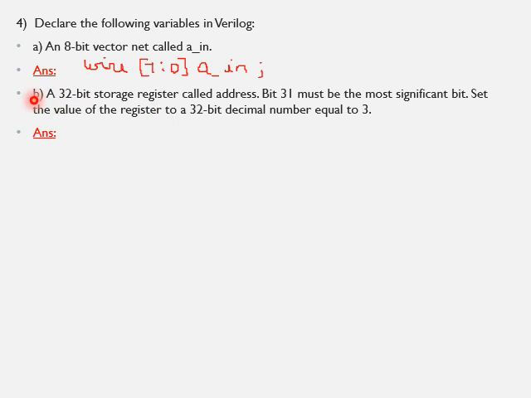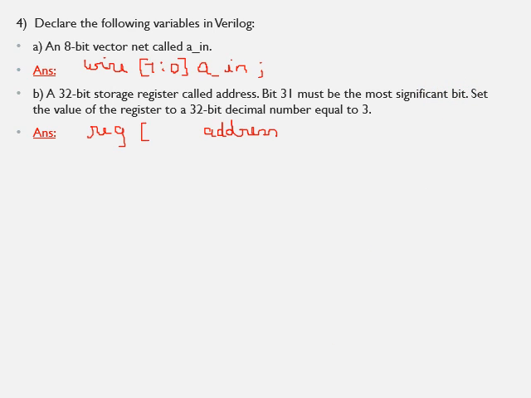So we'll see first the first part only. You are required to declare a 32-bit register type signal named address. How do you declare a register? For declaring a register, we use the keyword reg, and the name of the register is address. Now this should be a 32-bit register.